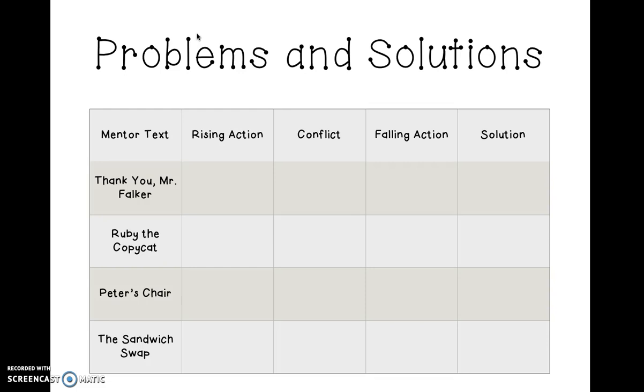Today we are going to talk about the 4 books that we have been using as our mentor text during this writing unit. We are going to discuss the rising action, which are the events that start from the beginning of the story and that lead up to that big problem or the conflict in our stories. Then we're going to talk about how after the conflict, the falling action, which is the scenes that happen after the conflict occurs, goes towards the end of the story where the solution is typically at in our stories.